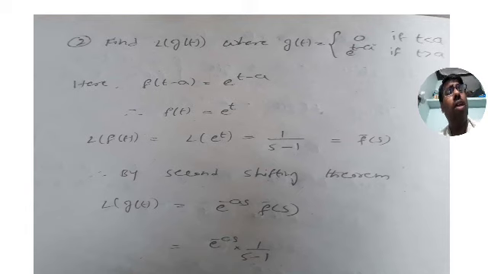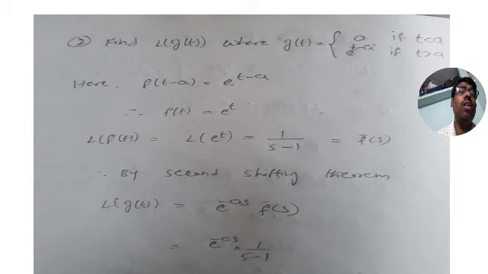At place of t minus a, substitute t to get f of t, then find L of f of t, that is f bar of s. Then substitute the value of a and f bar of s in the second shifting theorem, and that gives the answer. This is our problem, so note it down so that we can quickly move on to the next problem.